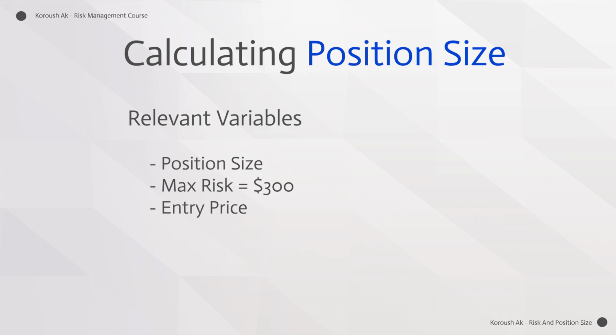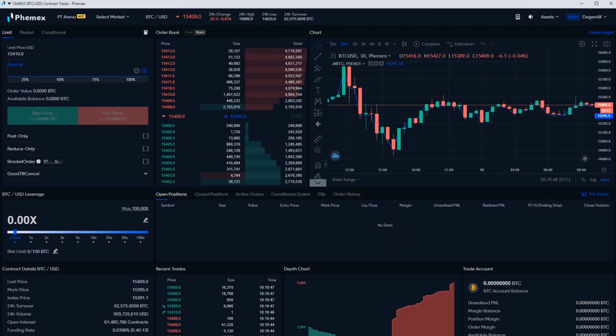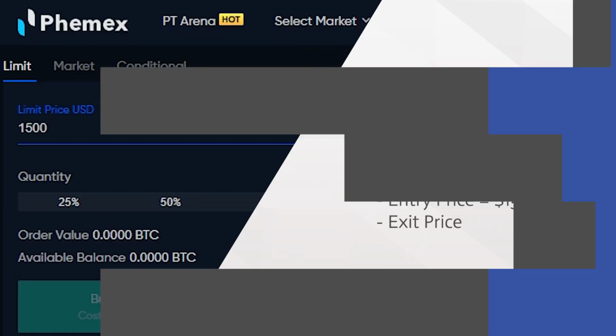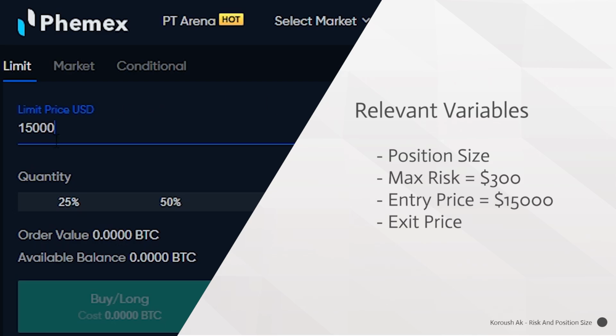Now, entry price is the price you're looking to buy or sell your asset at. In the context of the exchange, you can see that your limit price is where you enter this. So say you want to enter a position at $15,000. You can see over here we have $15,000.